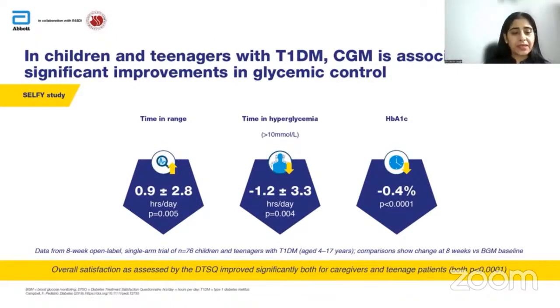So you can clearly see here the overall satisfaction as assessed by the Diabetes Treatment Satisfaction Questionnaire clearly shows that even in children and teenagers, when CGM is used in teenagers and children with type 1 diabetes, clearly the time in range improves, time in hyperglycemia comes down, eventually translating into a 0.4% added reduction in HbA1c.